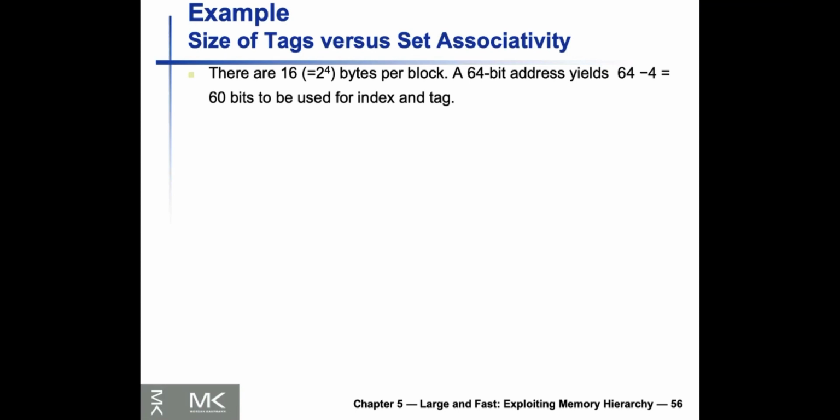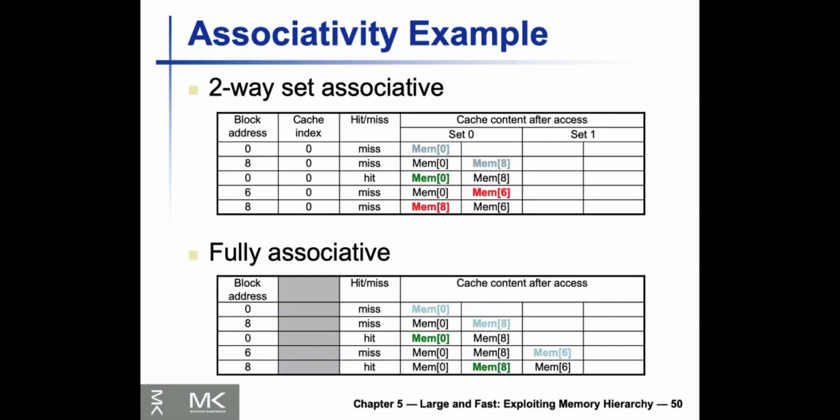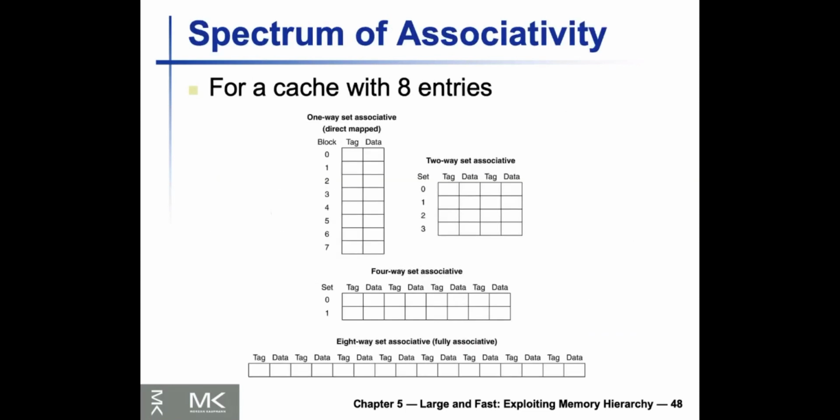Could you go back to the graph that has different set associativity? This one? Yes. For example, for 2 ways, if the set number is 2, there's 2 tags. How do we distinguish which one is which? Exactly. So this is 2-way set associative, right? So you have 2 ways for each of those sets. That's why we call it 2-way set associative. We have 2 tag-data pairs per set.